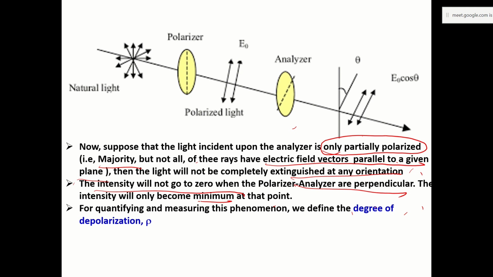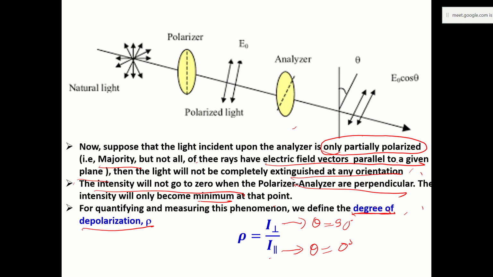So now, following this discussion, we can define a phenomenon. We define a scheme for measuring this polarization or depolarization. So we call it degree of depolarization, indicated by rho. So intensity when theta is 90 degree, perpendicular, and when theta is 0, parallel. इन दोनों को कंपेयर करते हैं, perpendicular by parallel. Look at the light, how much light you are getting.